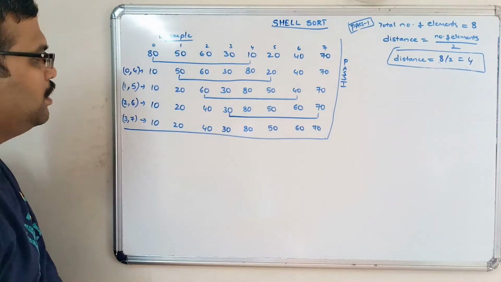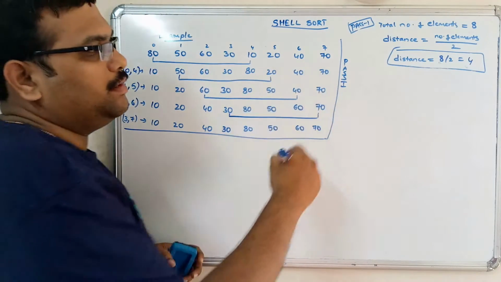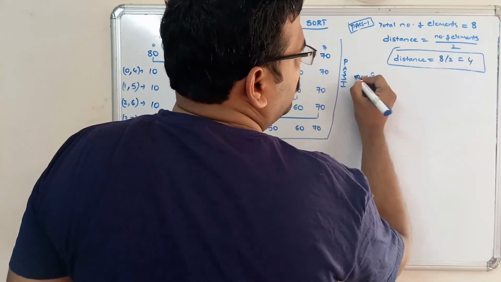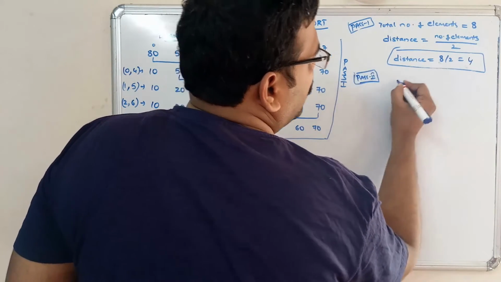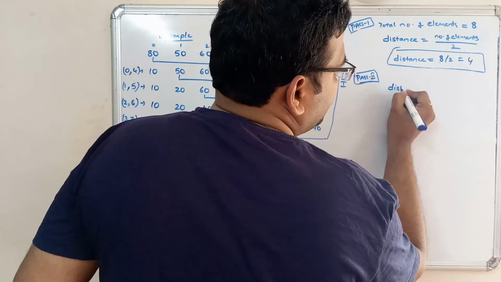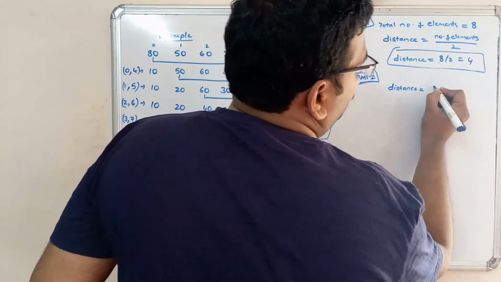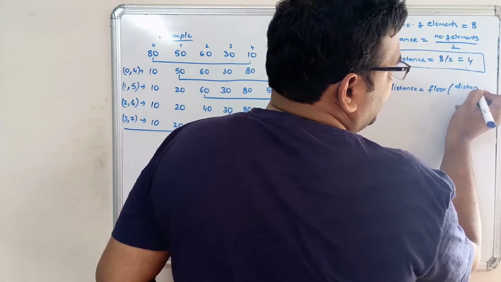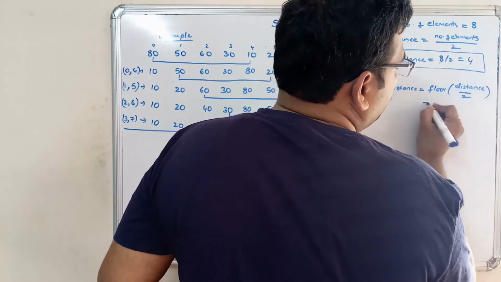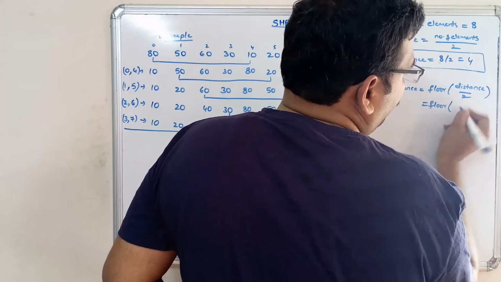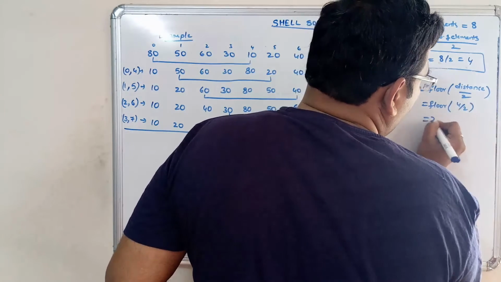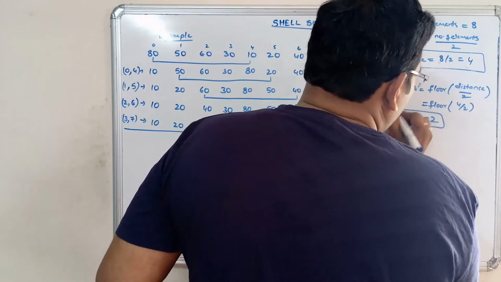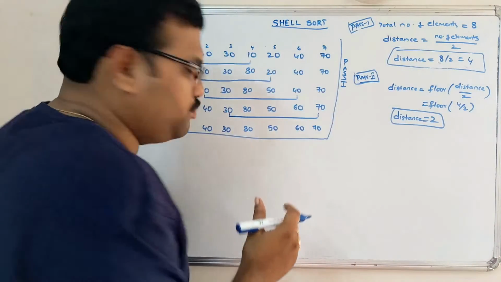Right, pass 1. Now in pass 2, what we have to do? We have to reduce the distance. So distance is equal to floor of distance by 2, which is equal to floor of 4 by 2, which is equal to 2. So in the second pass, we have to compare all the elements which are at distance 2.